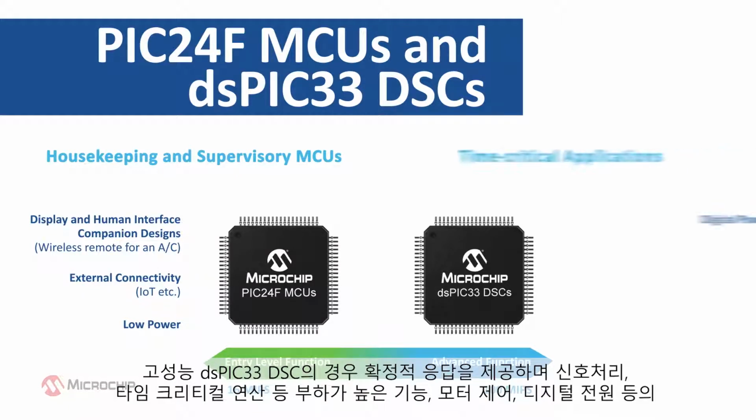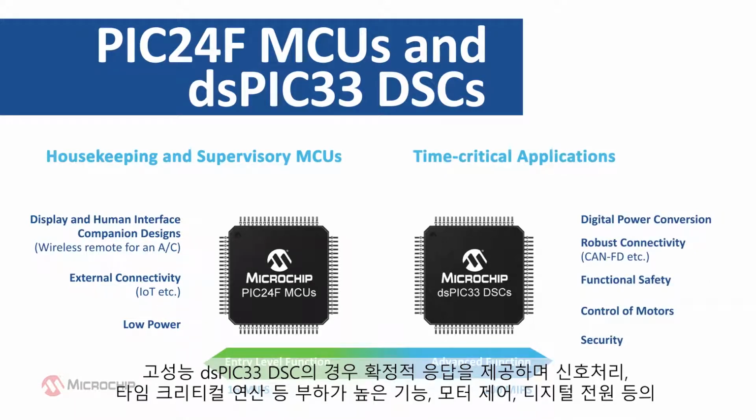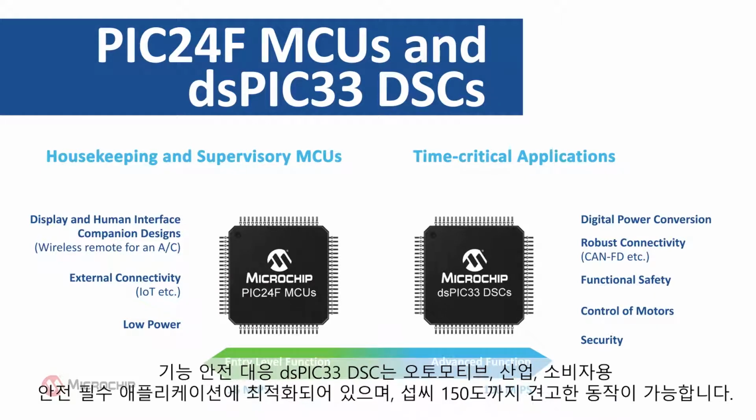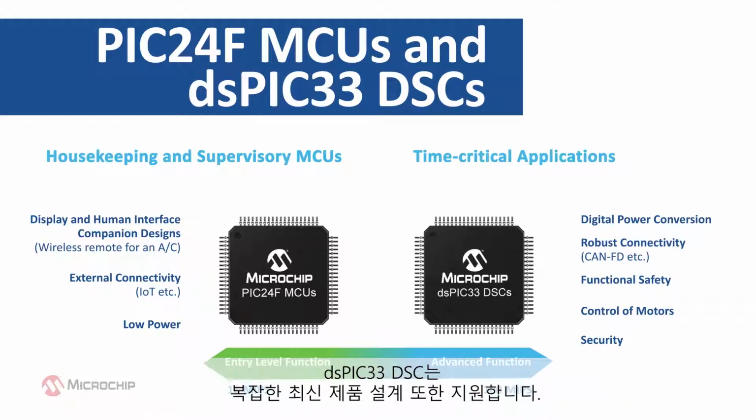On the other side, the high-performance dsPIC33 DSCs have optimized deterministic response and offer an ideal peripheral set for real-time control applications like signal processing, time-critical and computationally intensive functions, motor control, and digital power applications. The functional safety-ready dsPIC33 DSCs are suited for automotive, industrial, and consumer safety-critical applications and offer robust operation for up to 150 degrees Celsius. The dsPIC33 DSCs enable the designing of your advanced and complex variants in a platform.